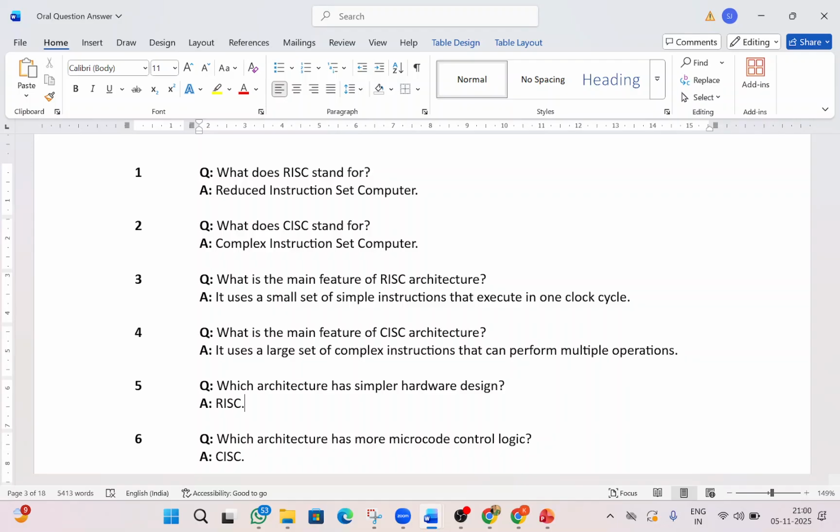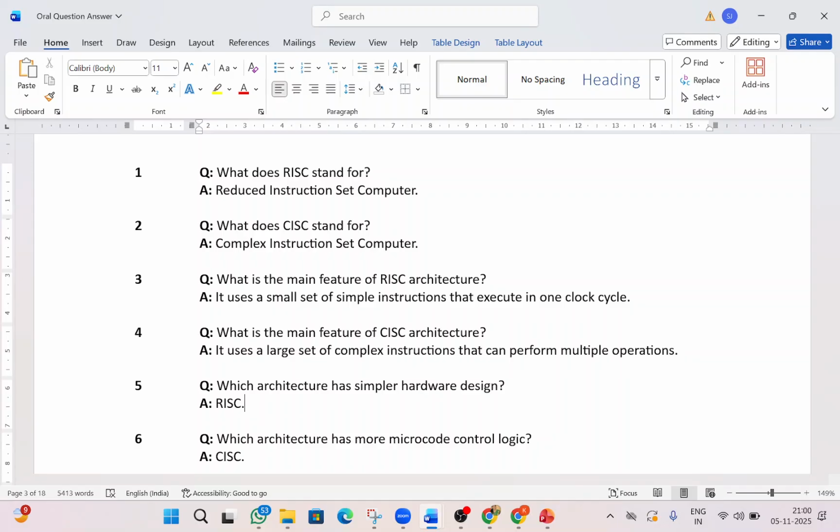Okay, the next question. What does CISC stand for? CISC stands for complex instruction set computer. Complex means it contains a large number of instructions, many of which can perform multiple operations at a time. That is called CISC.